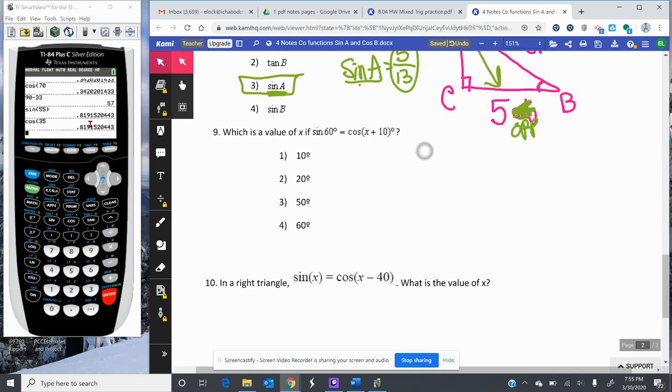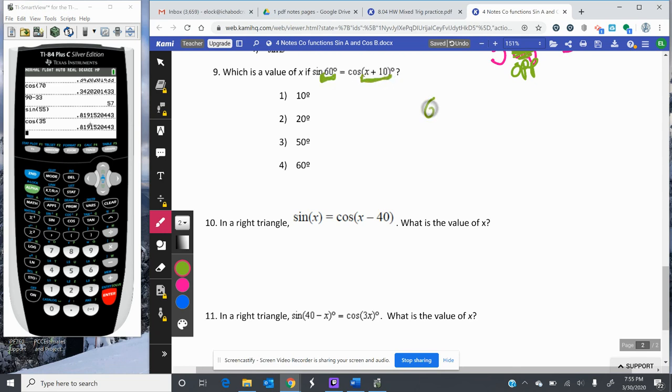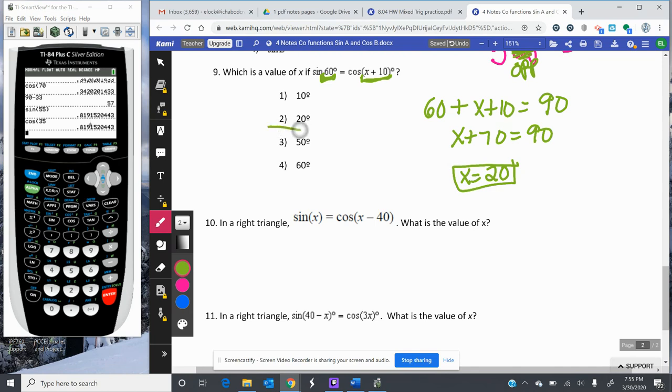Moving down, exercises 9, 10, and 11 are very similar to the end of the front page. Sine of 60 degrees equals cosine of some number plus 10. So we know that these two measures, whatever's next to sine and whatever's next to cosine, should add to 90. They have to be complementary. So combining like terms, we have x plus 70 equals 90. Therefore, subtracting 70 gives you 20 degrees.